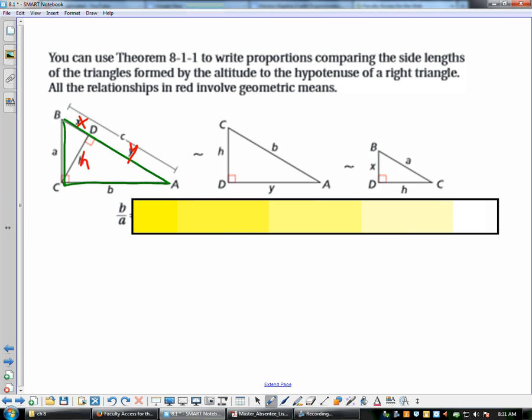So with that in mind, we want to see ratios set up equal to each other. So B is to A. I want you to think B is to A is hypotenuse over short leg over long leg. What is that?